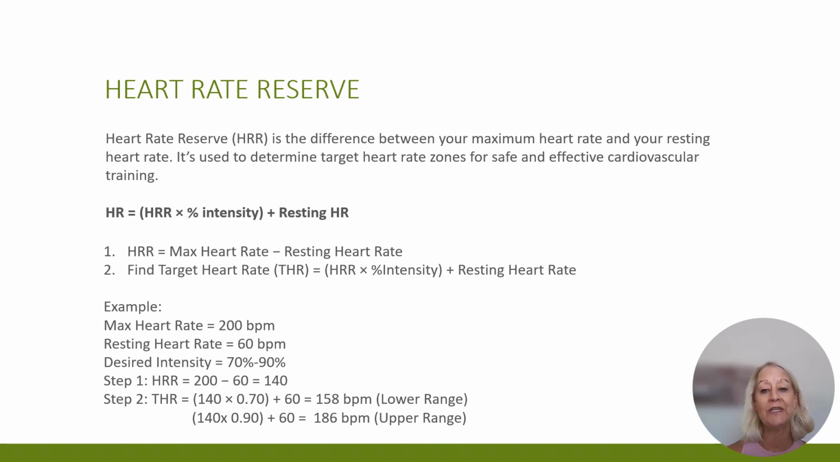So 158 to 186 is really where that person should aim to keep their heart rate. Why is this important? It just individualizes your training intensity and helps you to avoid undertraining as well as overtraining. It typically is a little safer for individuals, especially with those with medical conditions or with lower fitness levels.